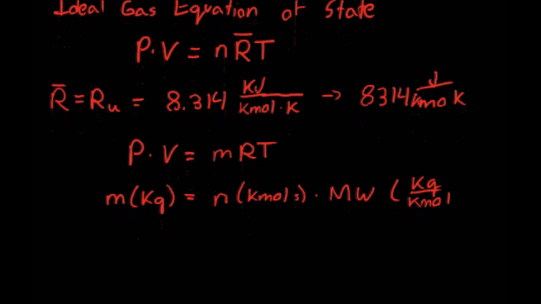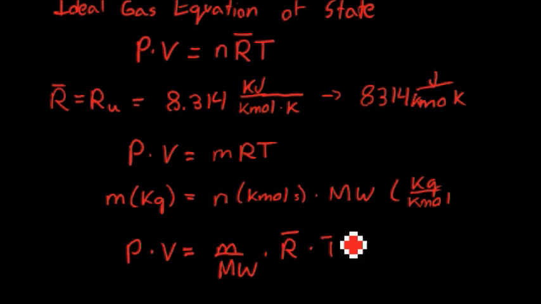Okay, so if we look at this relationship up here and we want to substitute our mass, what we have to do is we get our pressure times the volume equals, so just solving for N in kilomoles, we get the mass divided by the molecular weight. So mass over molecular weight, okay, times R bar times T.